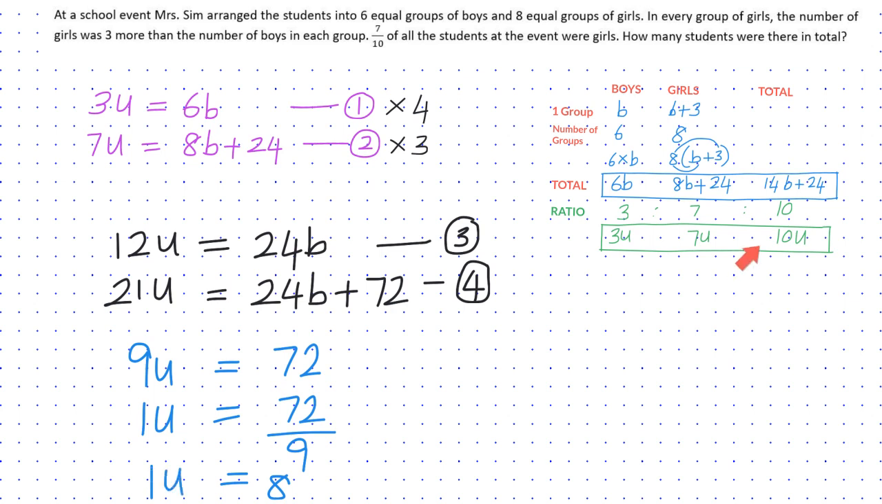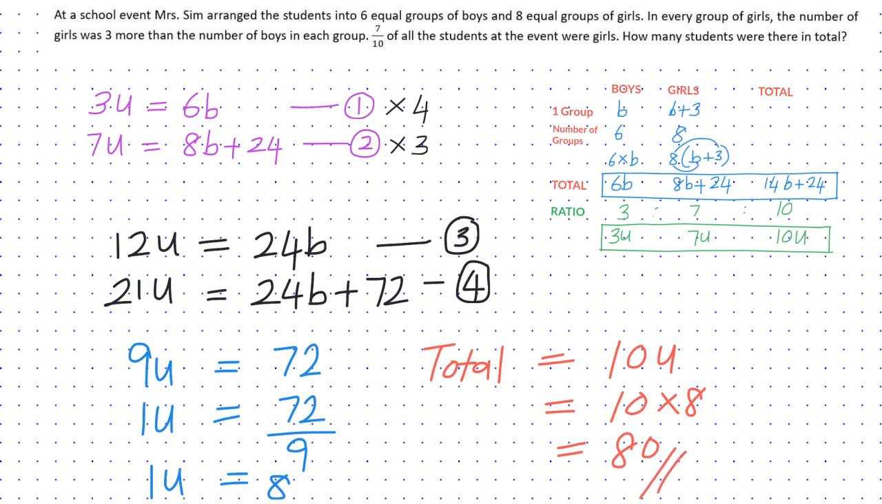The total number of students at the school event is 10 units. So we know the value of 1 unit, which is 8. Therefore 10 units would be 10 into 8, which is 80 students.